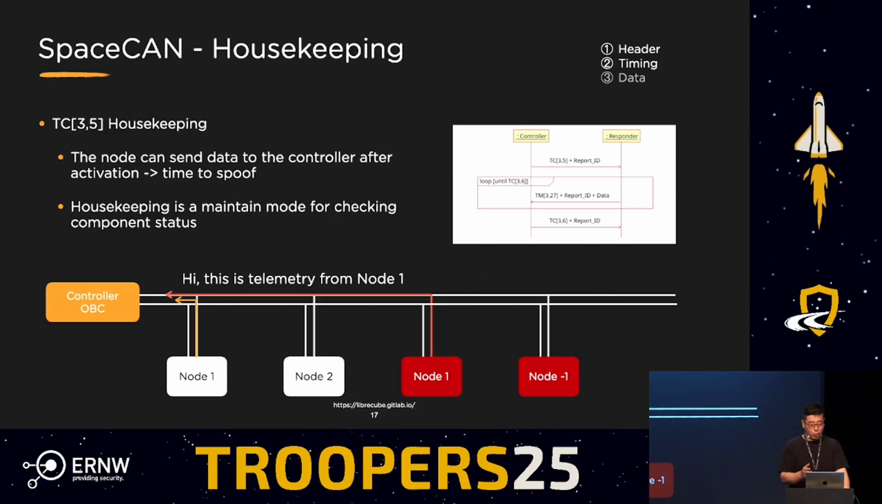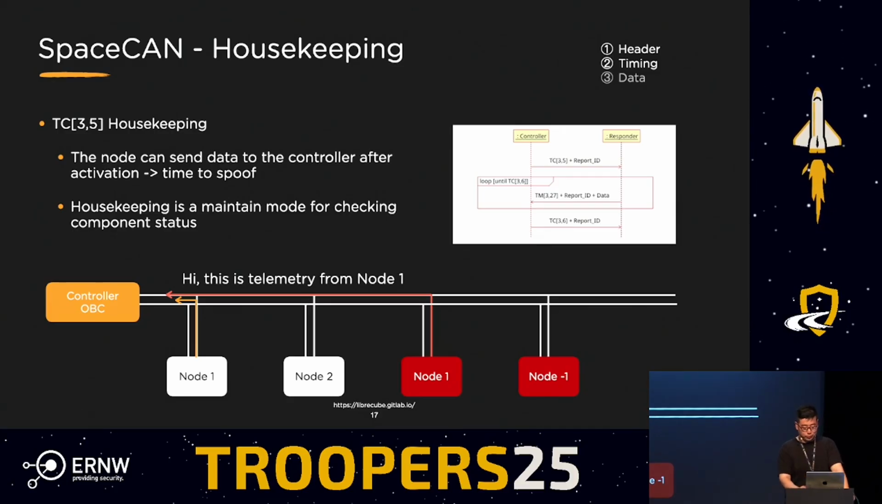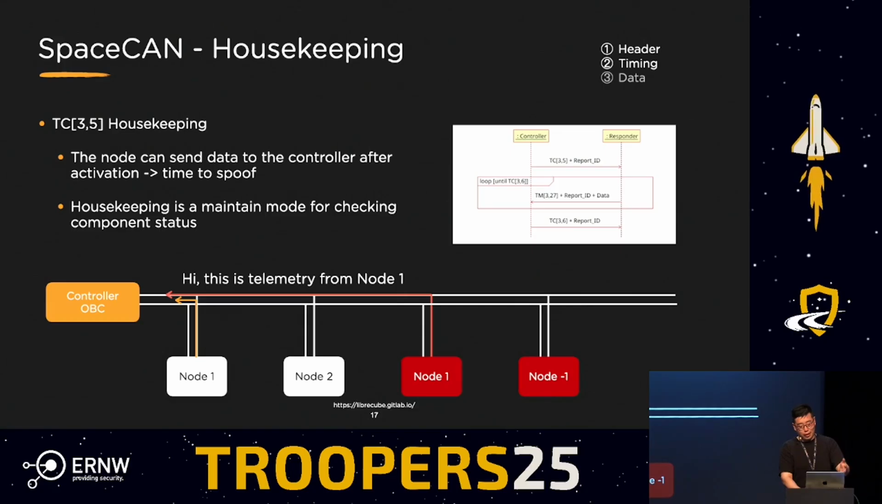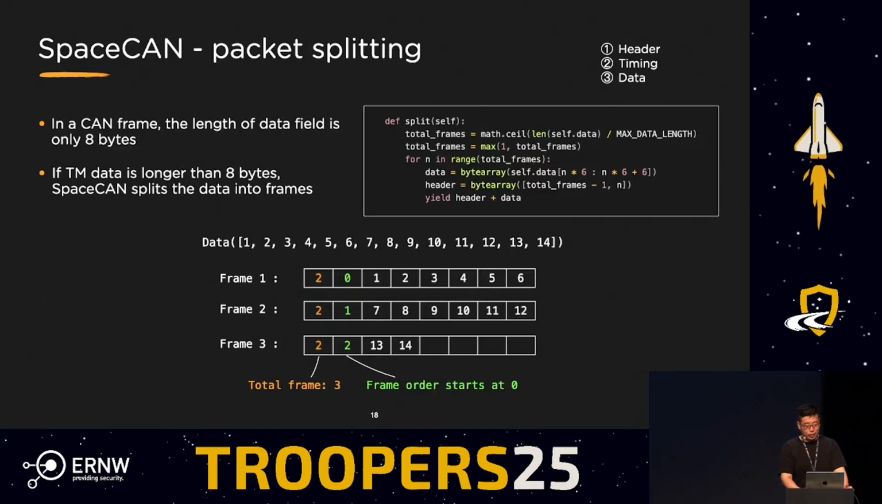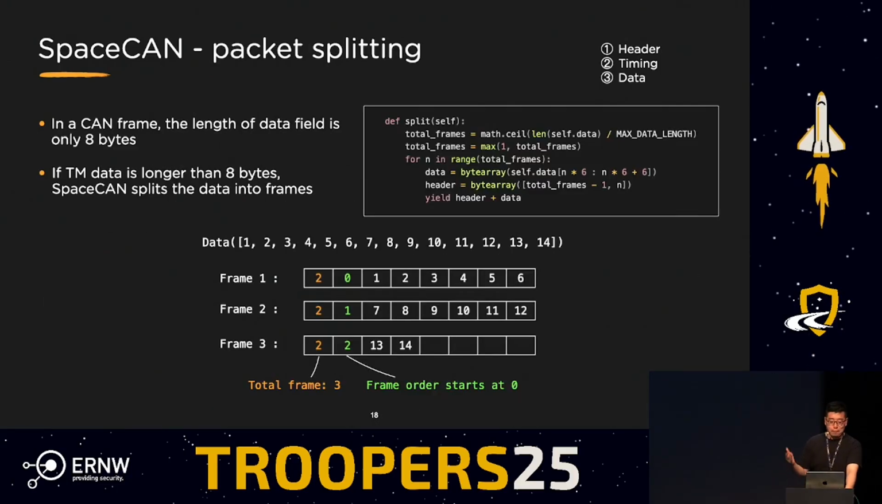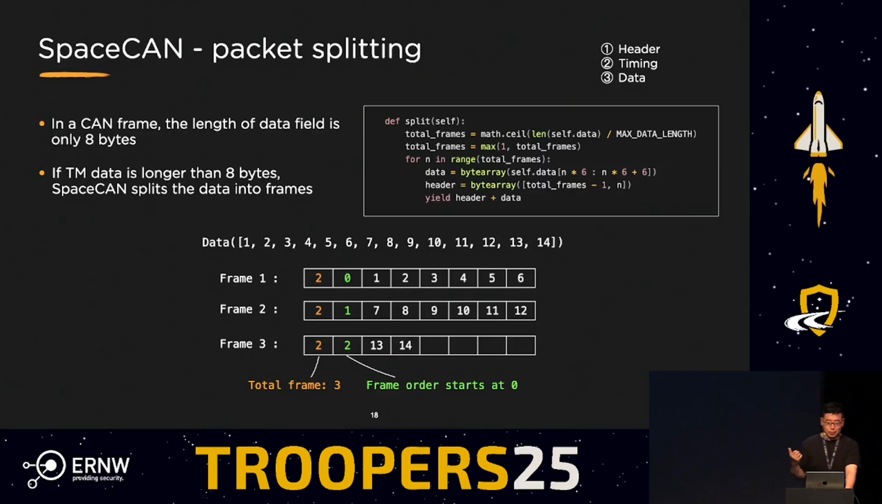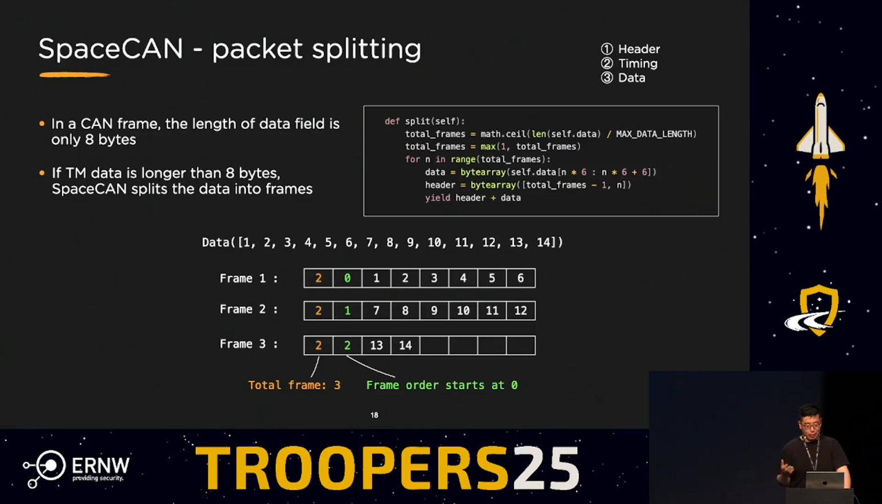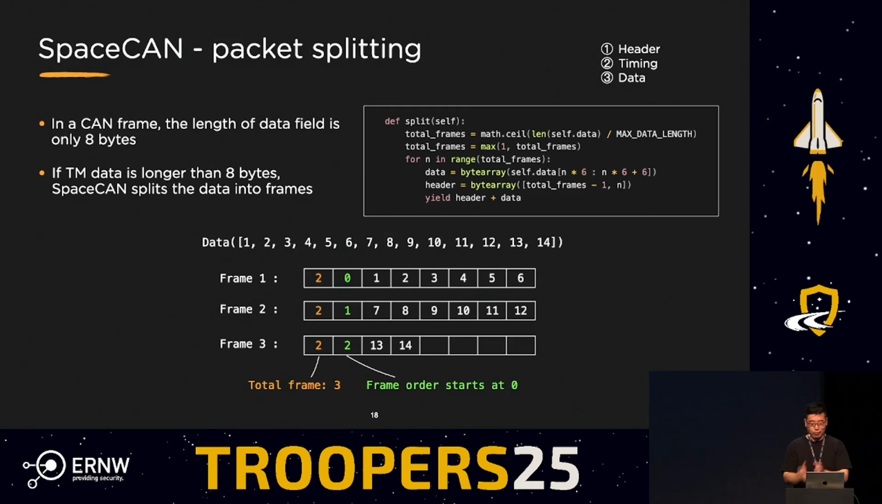This is one of the few chances that the node will actively send data back to the controller. Once we use a duplicated node ID and housekeeping is active, then we can do spoofing. Then we can dive into packet splitting and assembling, about how the controller gathers the information and assembles it.